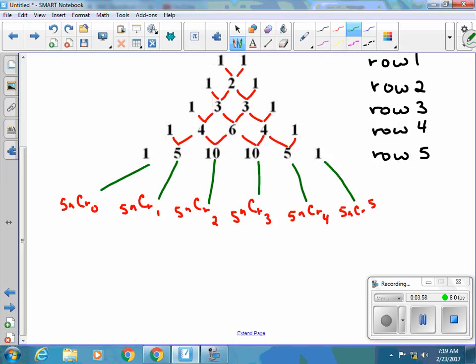So if I wanted the 11th row, I can use combinations in order to find that rather than listing them all out. That's the neat thing about Pascal's triangle. So you are actually using combinations in order to find your different row numbers.